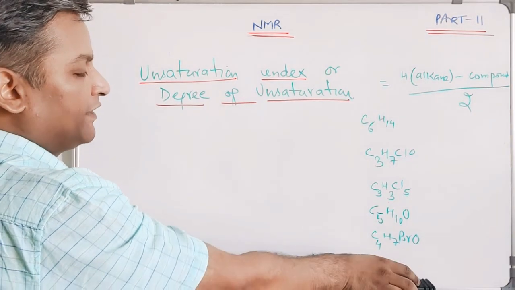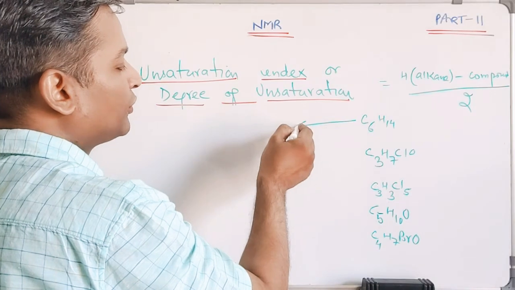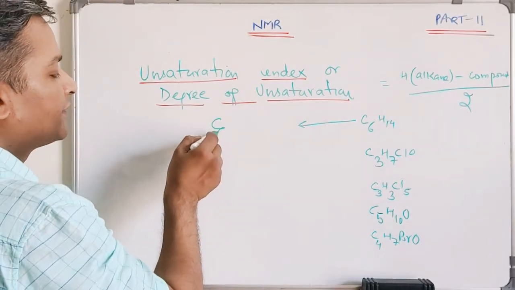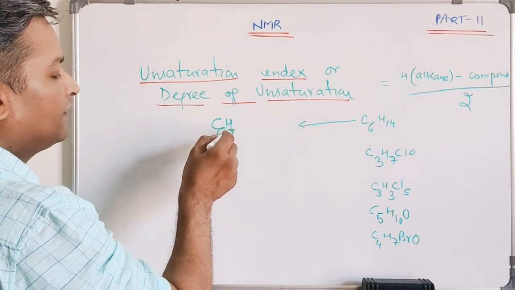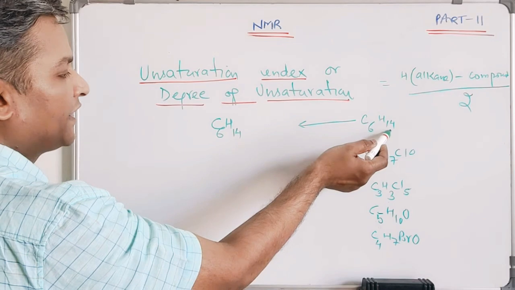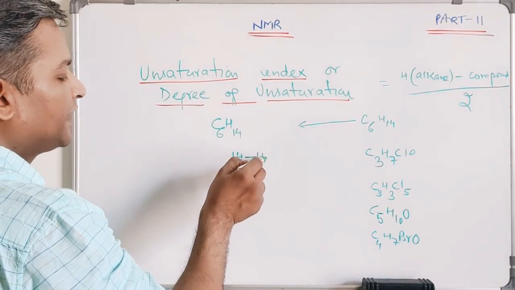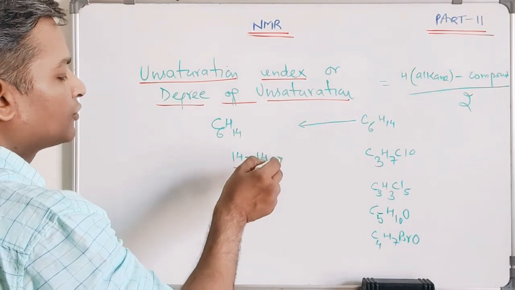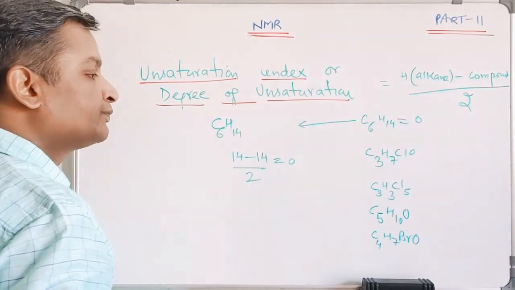I am having different compounds. You can see here C6H14. So the corresponding proton count for an alkane should be 14, and the compound already contains 14. So 14 minus 14 divided by 2 is equal to 0. So the unsaturation index for this is equal to 0.